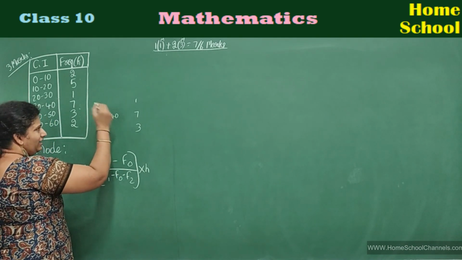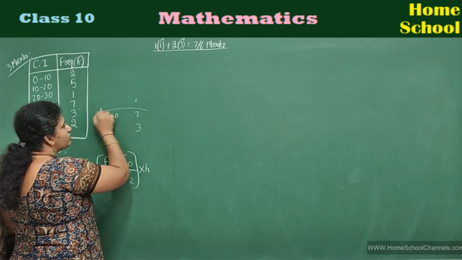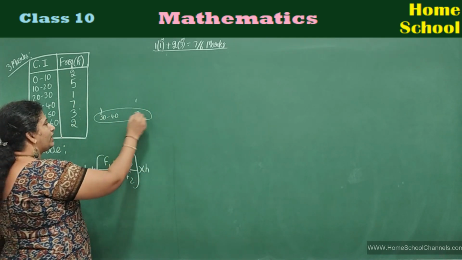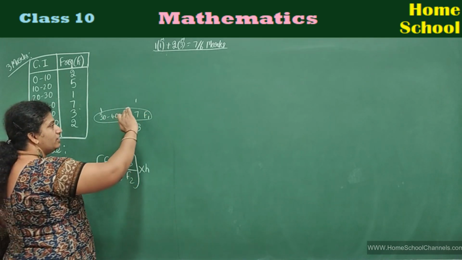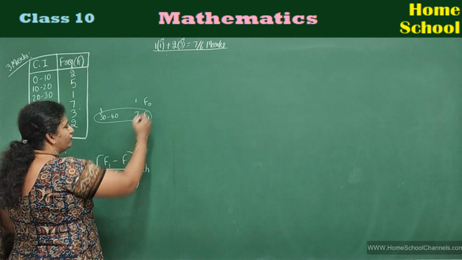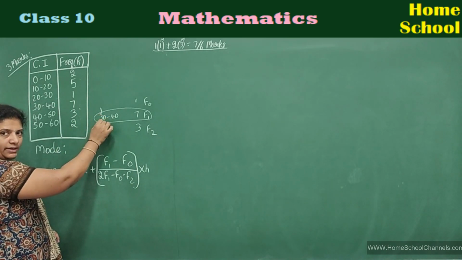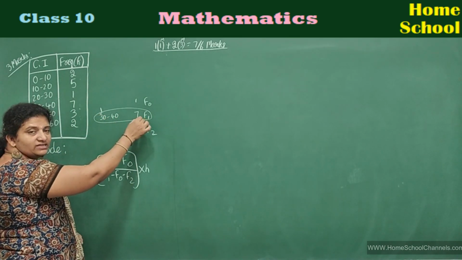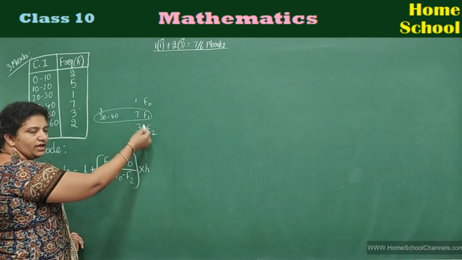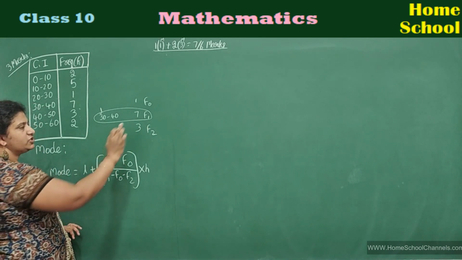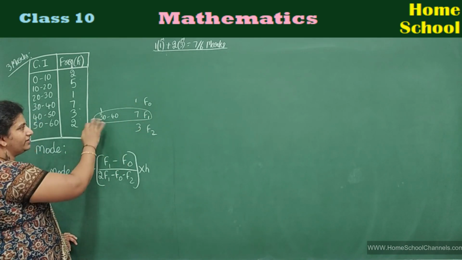So L, and this is the frequency in the modal class. This is called the modal class, children. The frequency in the modal class I will write as F1. The preceding frequency is F0, the succeeding is F2. L is the lower limit, F1 the frequency in the modal class, F0 the frequency before, F2 the frequency after. Just identify 7 and put the one above as F0, the one below as F2, and this is L.